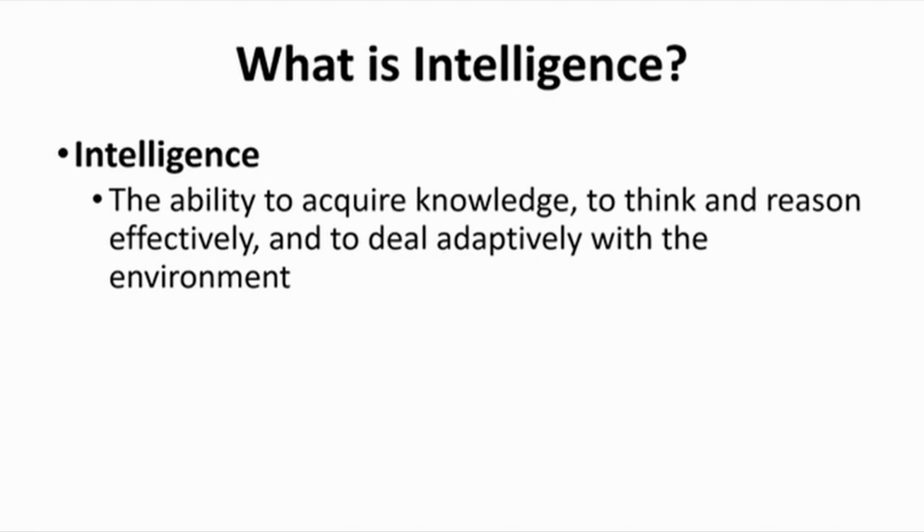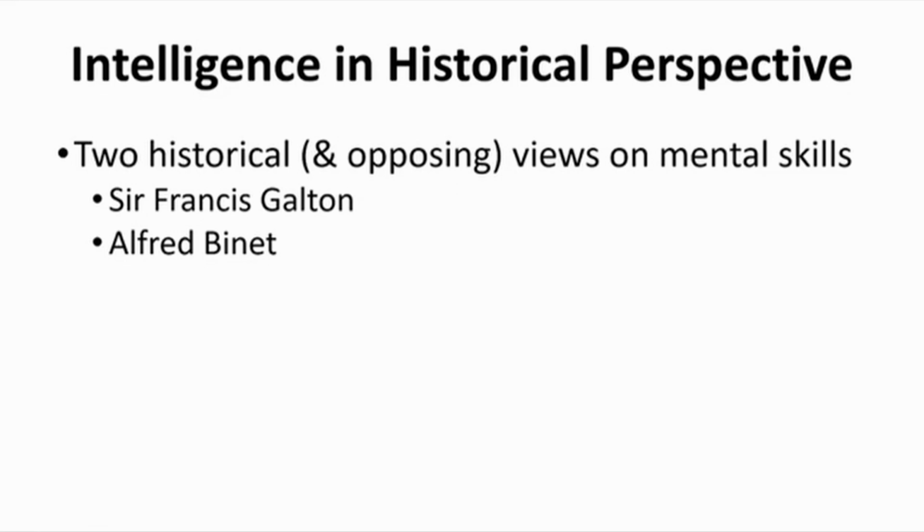With that vague description of what intelligence might be and how fluid it can be, the definition that we're going to use for intelligence for now is the ability to acquire knowledge, to think and reason effectively, and to deal adaptively with the environment. That seems to encompass quite a few parts of intelligence. So let's move on with that. We're going to start with sort of a historic view of how we've gotten to the point that we are at now with intelligence evaluations.